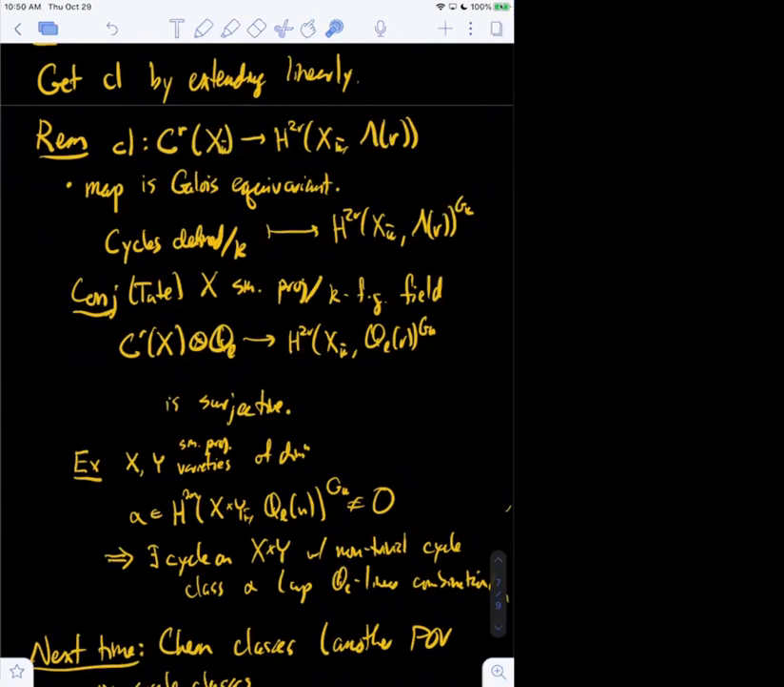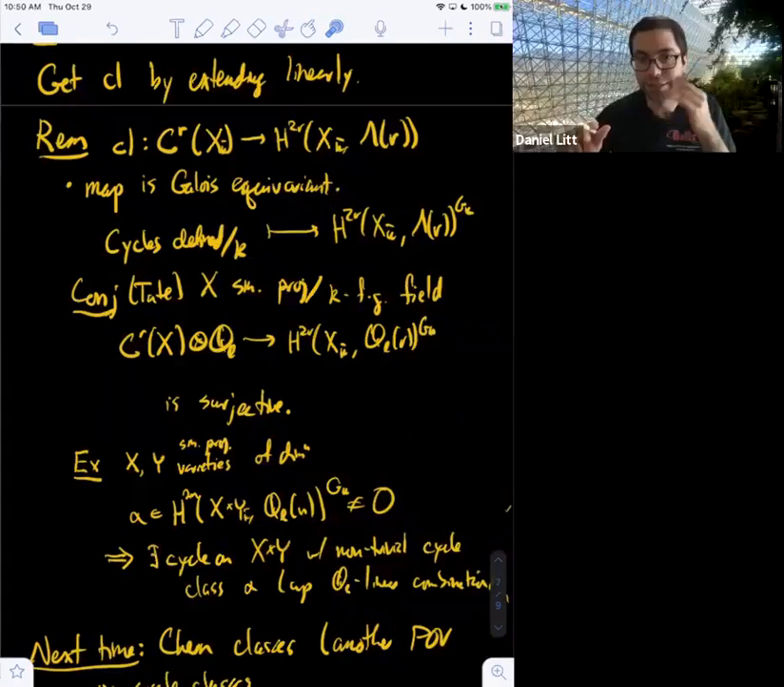Is that one of the Grothendieck things, like one of his conjectures? It's a conjecture of Grothendieck. I don't remember if it's one of the standard conjectures. Maybe it's the homological standard conjecture or something.